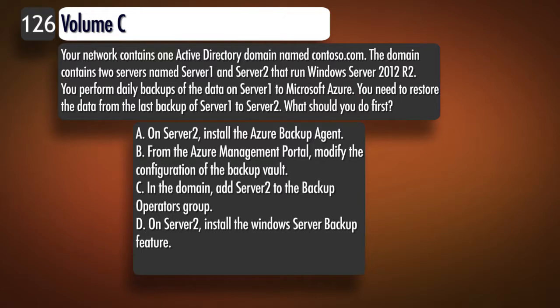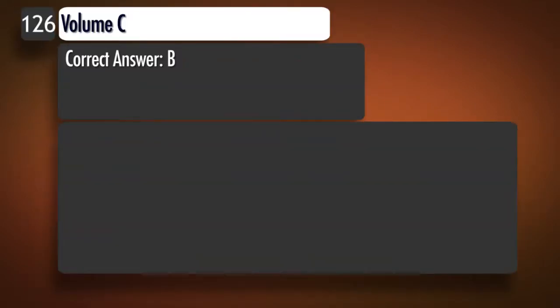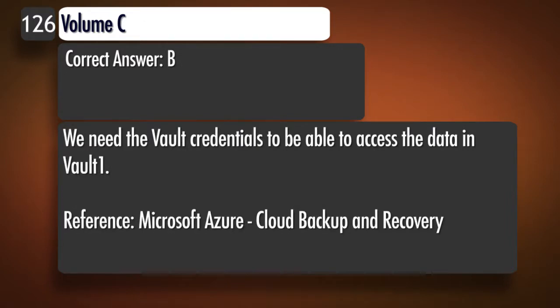A. On Server2, install the Azure Backup Agent. B. From the Azure Management Portal, modify the configuration of the backup vault. C. In the domain, add Server2 to the Backup Operators group. D. On Server2, install the Windows Server Backup feature. Correct answer, B. Explanation. We need the Vault credentials to be able to access the data in Vault 1. Reference, Microsoft Azure, Cloud Backup and Recovery.